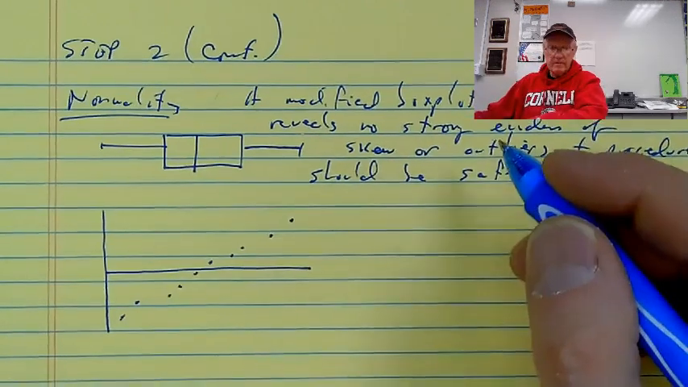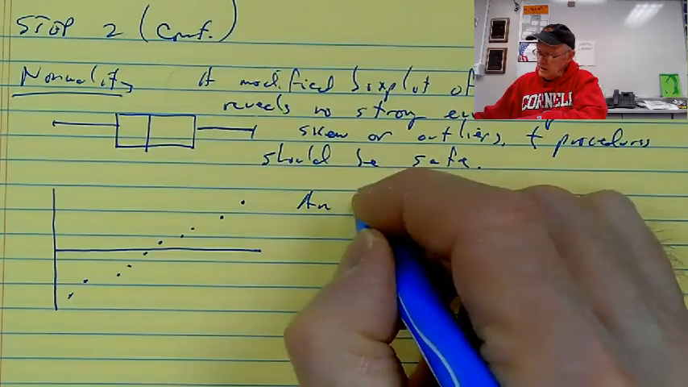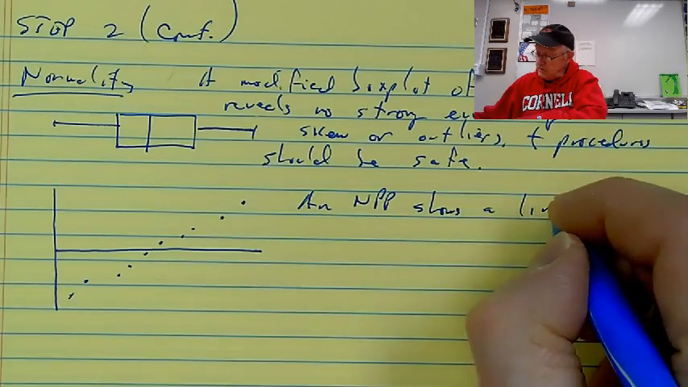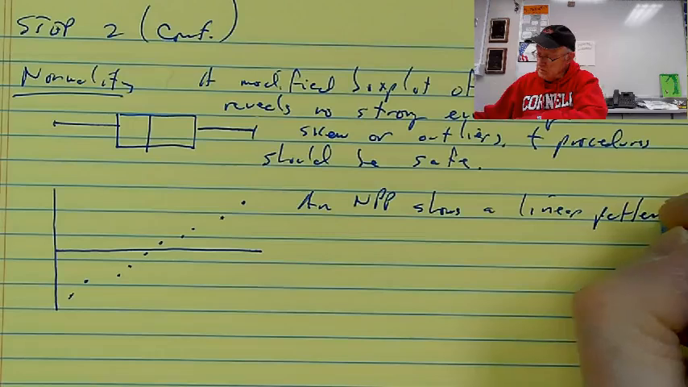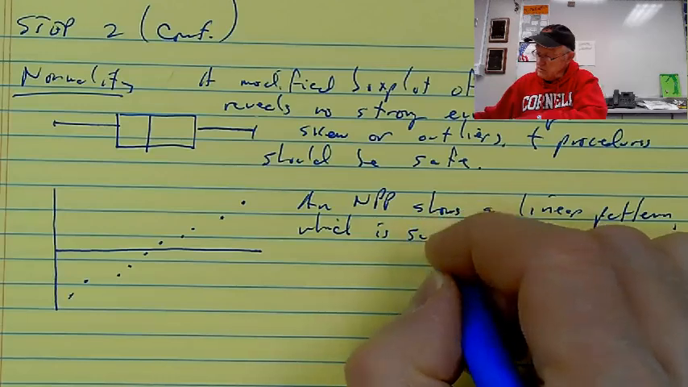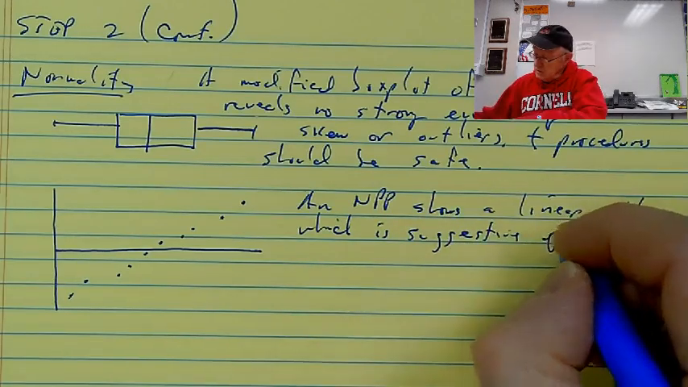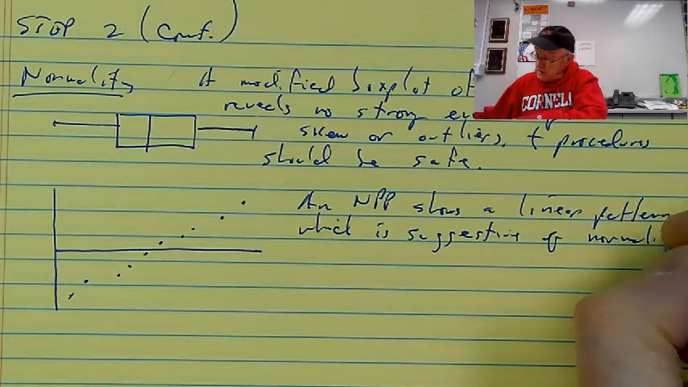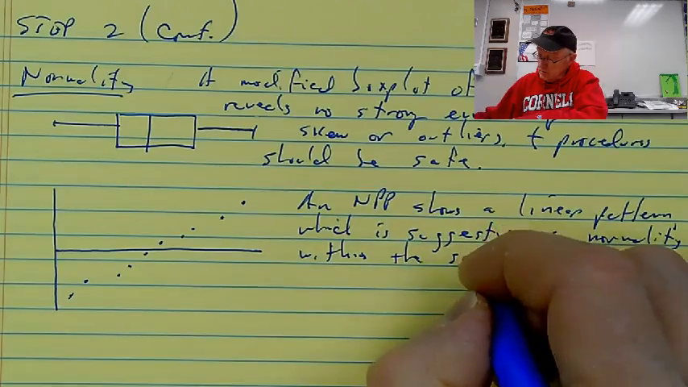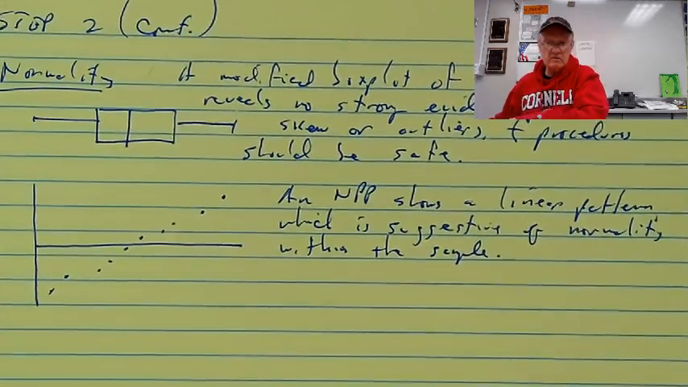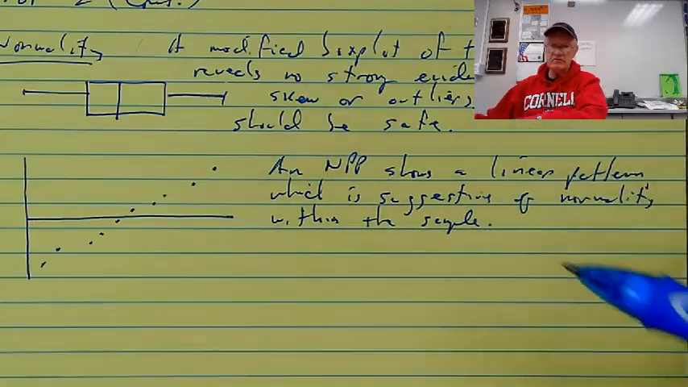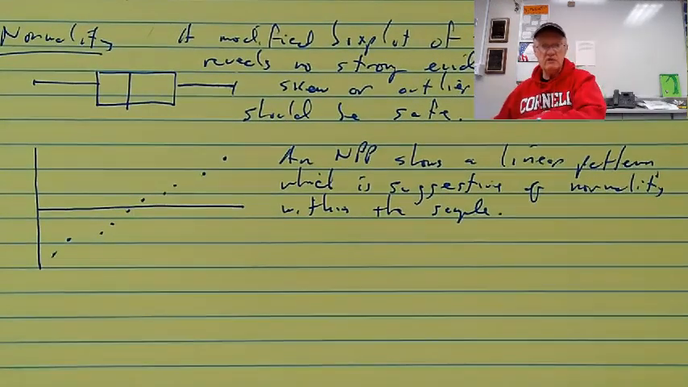And we can say something there about this too. And NPP shows a linear pattern which is suggestive of normality within the sample. And so that gives credence to a claim that it arguably was drawn from a normal population. Okay? So I think this is enough. We've addressed it two different ways, and we've made a conclusion about T procedures should be safe. So I think that's going to be good to go there.